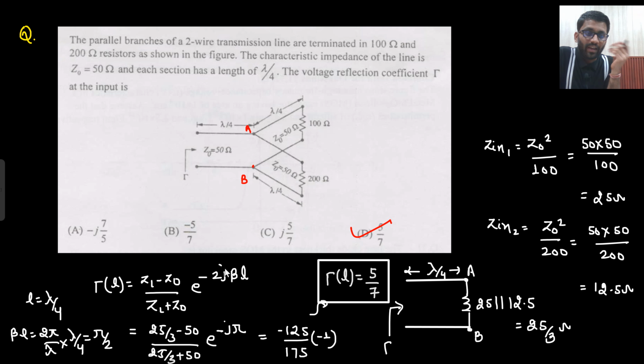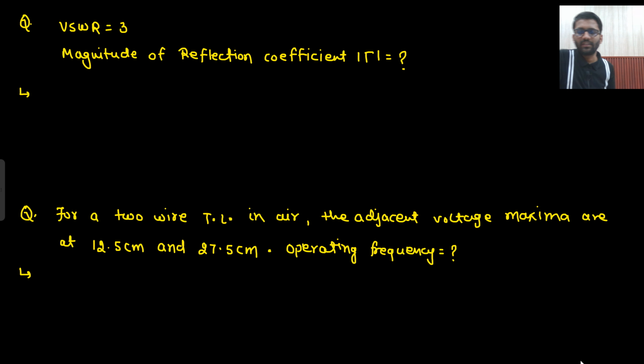And what is L? L is lambda by 4, because you need to find it at the input. So e to the power minus 2j beta L, e to the power minus 4 pi by lambda into L. What is the value of L? L is lambda by 4. So e to the power minus j, 4 by lambda into lambda by 4. So that would become e to the power minus j pi, and that value is equal to minus 1. So from here you are getting 5 by 7. Is that clear to you? Okay, fine. Very easy question.